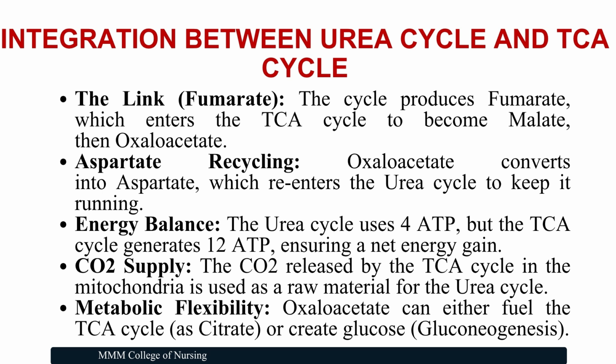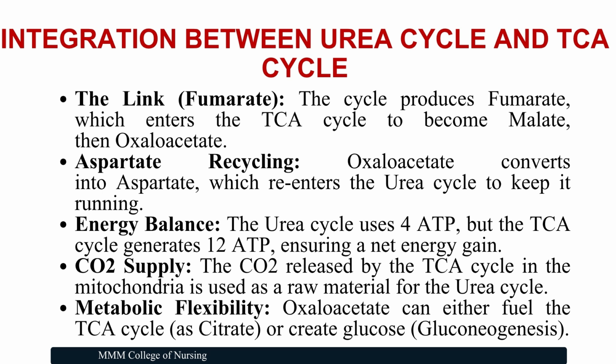Now let us talk about one of the most exciting parts of biochemistry, the integration between the urea and TCA cycles. This is also called the Krebs bicycle because both cycles are connected like two wheels. The first integration is the link, fumarate. The urea cycle produces fumarate in step 4. This fumarate enters the TCA cycle in the mitochondria, where it becomes malate, then oxaloacetate.